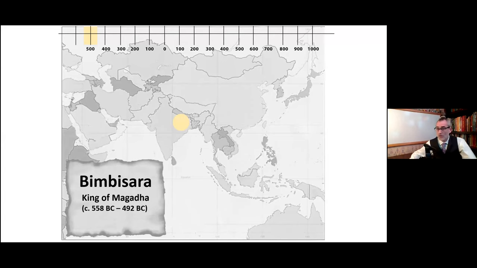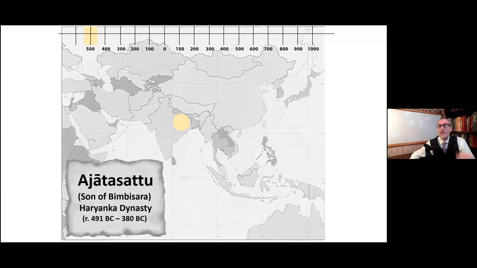And Bimbisara appears in Buddhist sutras. And more importantly, the son of Bimbisara, Ajatasattu, who was the dynastic head of the Haryanka dynasty in Magadha, in that region that's highlighted on the map there. Again, that reign period is a rough reign period for Ajatasattu that overlaps with the lifetime of the Buddha. And again, Ajatasattu appears in many Buddhist sutras.